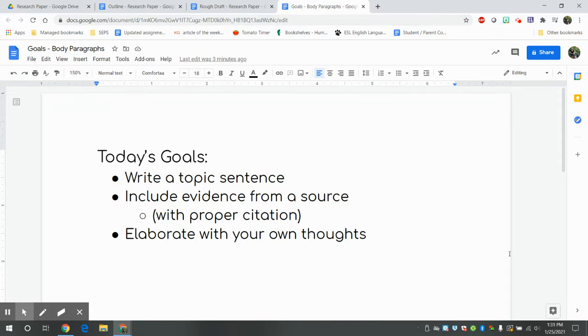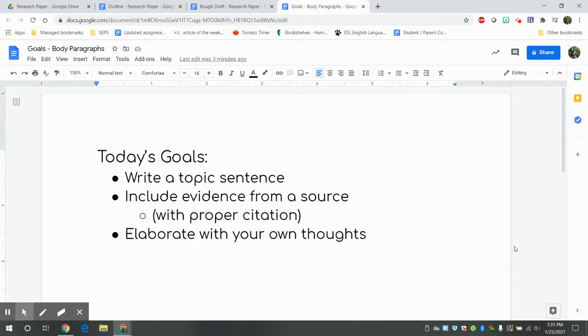So our goals for today's lesson are to be able to write a topic sentence, include evidence, at least one piece of evidence from a source in each paragraph with the proper citation, and elaborate on that evidence with your own thoughts and opinions and evaluation of the information. Okay, so those are today's goals. Let's get at it. The first thing that we want to do is write a topic sentence.